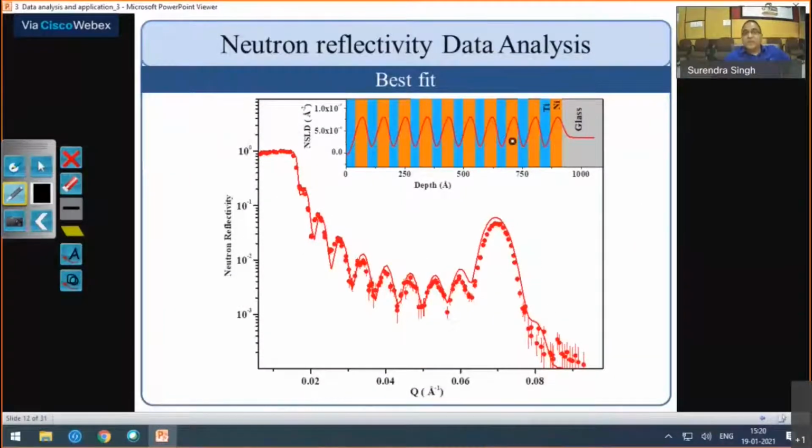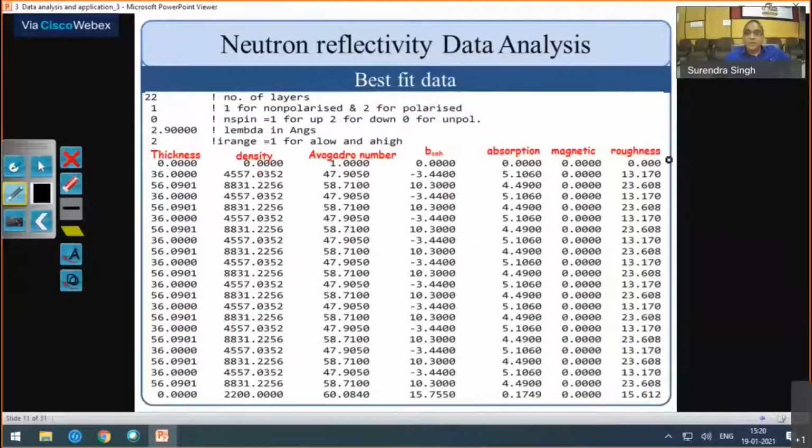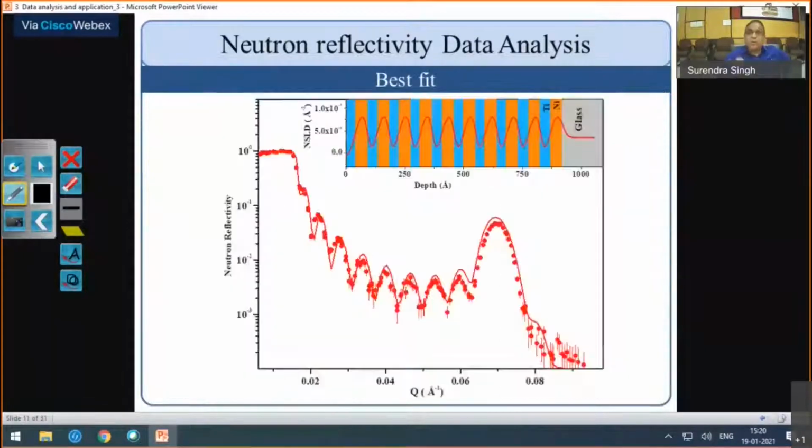And this is our final output. So these parameters are our result, because this is giving the minimum difference between experimental and theoretical, and this is giving the best fit. We say this is the best fit. Okay, and this way we do the data analysis.